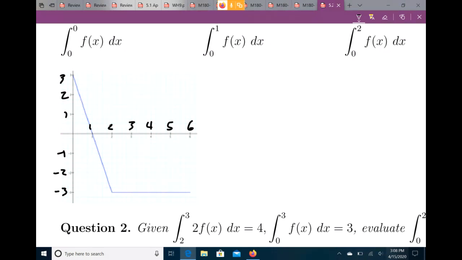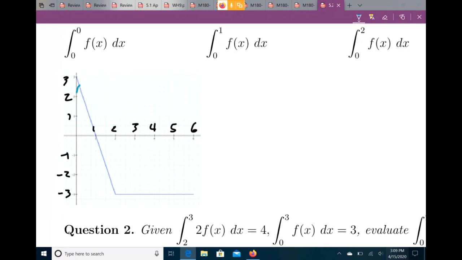The second one says evaluate this definite integral from 0 to 1 of the function f of x. What this means is find the area between the x-axis and the curve on the closed interval from 0 to 1. So really I'm just trying to evaluate this area. With these piecewise linear graphs, you can generally just do it using geometry. The shape I've shaded in is just a triangle, right? So what is the area of a triangle in terms of its base and height? Good, 1/2 base times height.